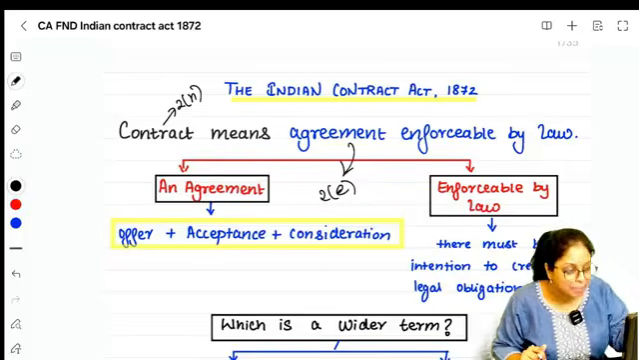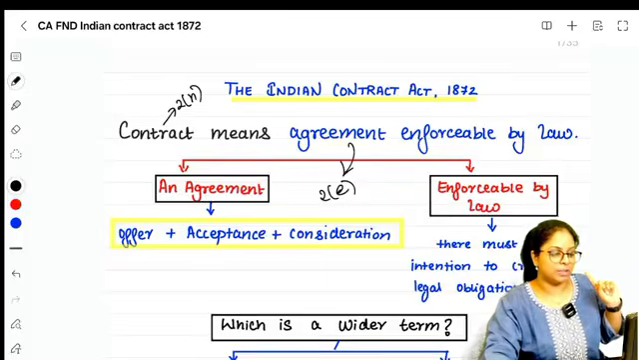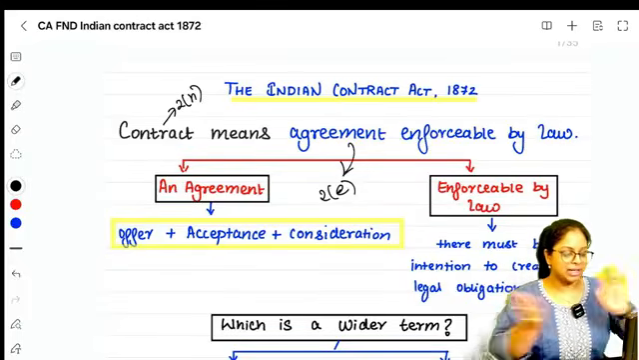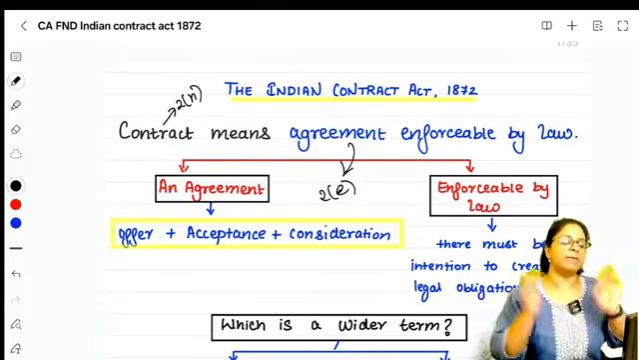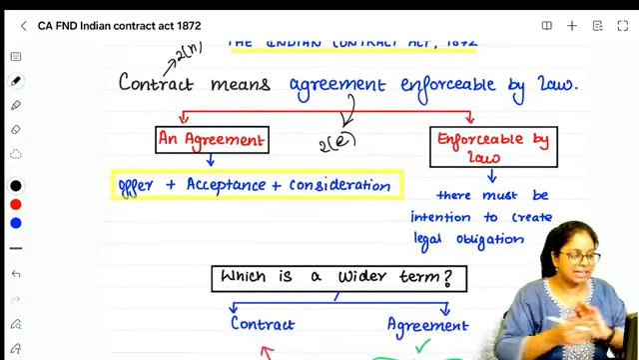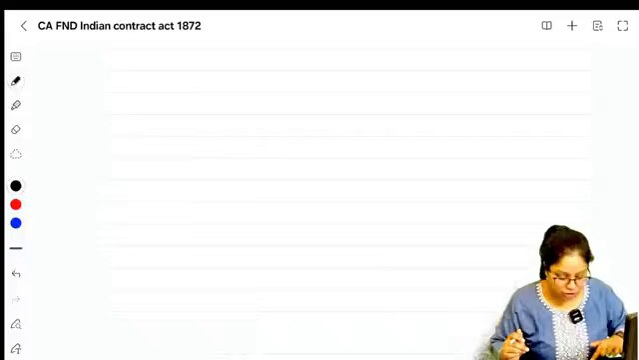A contract means an agreement enforceable by law. Is this clear? Very good, Nimesh. Yes, gunpowder, we'll come to that. Is it clear? Now what you studied is 2H.